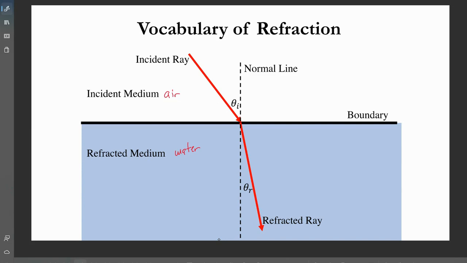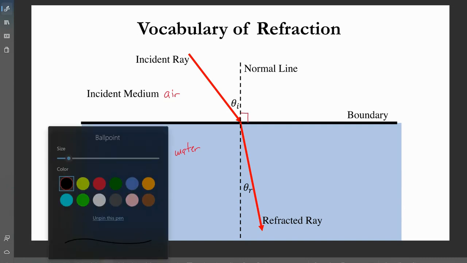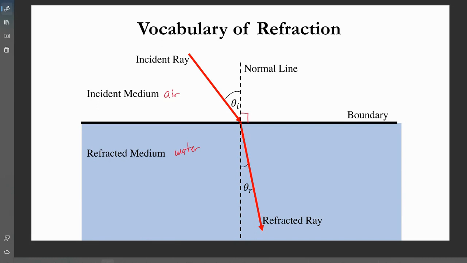The normal line just means we make a right angle with whatever the boundary is, and that's the normal line. Because we can use those angles as they're labeled, the angle with the normal line, so that angle and that angle, and we can use a mathematical relationship. And just right, incident medium has some index of refraction of Ni, refracted medium Nr. So those are just our indices of refraction for those two places, those two boundaries.